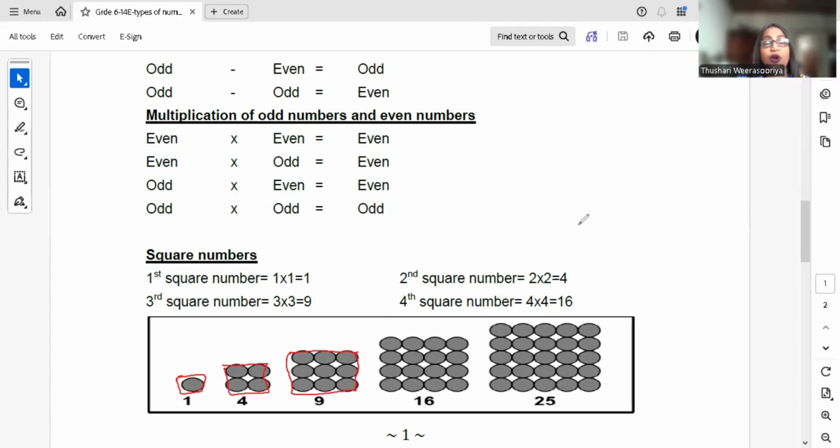Likewise, we can get any square number. What is the 10th square number? 10 into 10, 100. It's clear now, right? Square numbers are very easy to get. If I want to get the 7th square number, 7 into 7, that is 49.